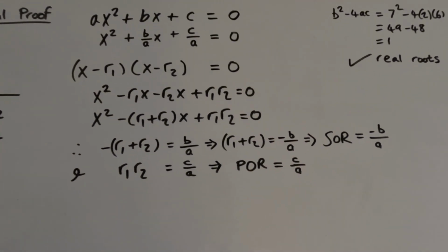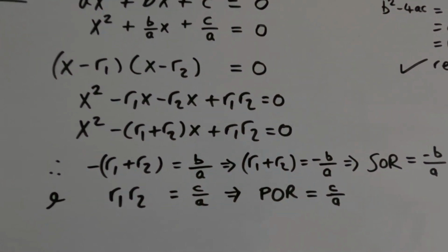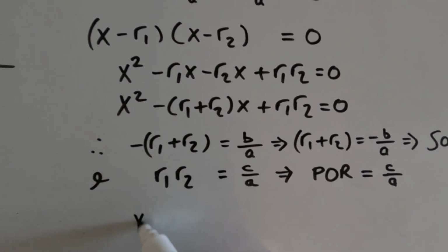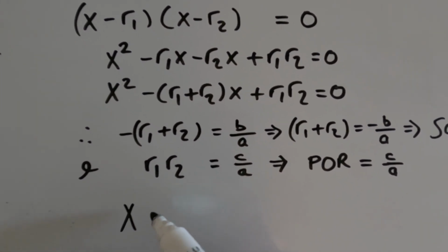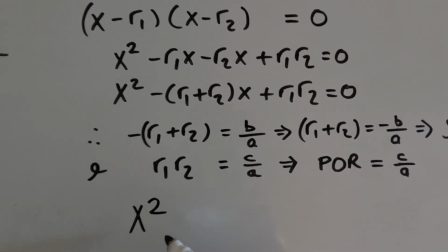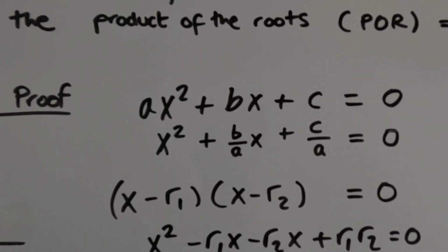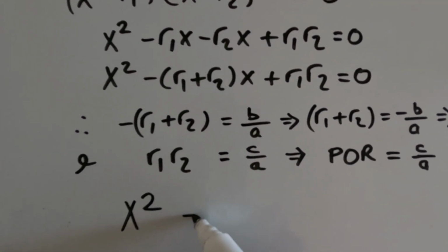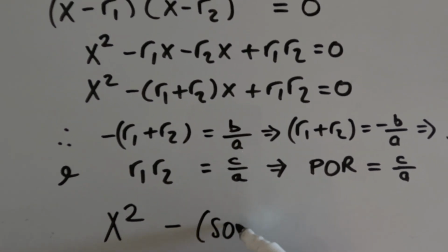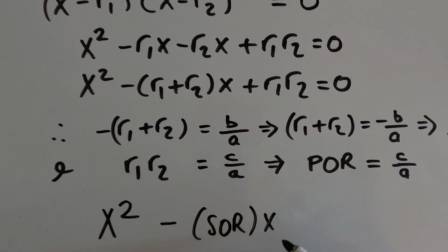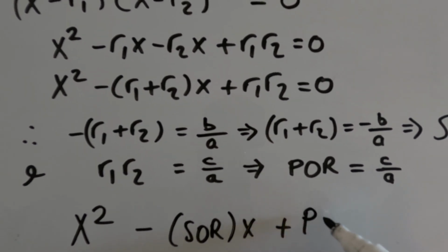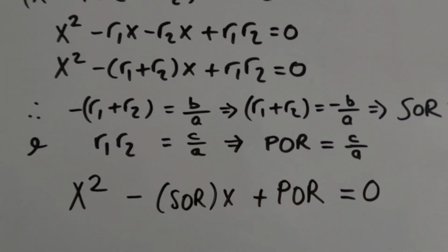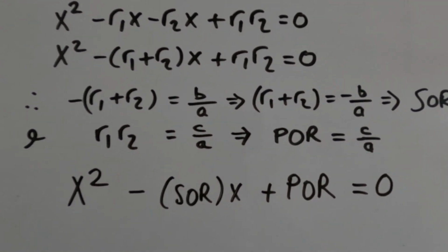Okay? Now what you will find written in a lot of texts, you may come across this, is that the general form for a quadratic, when you write it in terms of SOR and POR, is that instead of writing it as ax squared plus bx plus c equals 0, you write it as x squared minus sum of the roots times x plus the product of the roots equals 0. So you'll see that written in a lot of places as well.